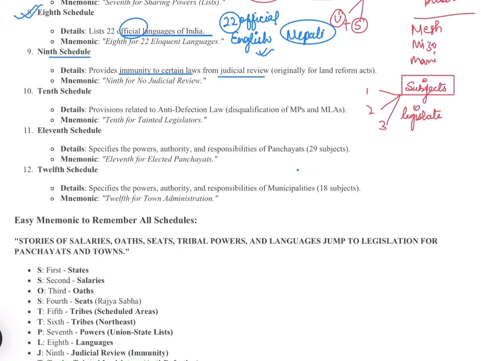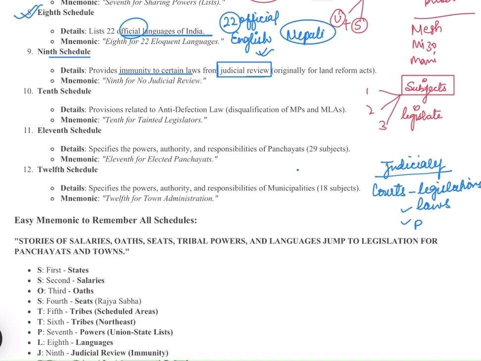Judicial review is a doctrine which is used by the judiciary, and under this doctrine the courts look upon the legislations. Whenever I say legislations, it means laws. The court looks upon the laws and the policies that the government formulates, and the court checks. Check is the right word.